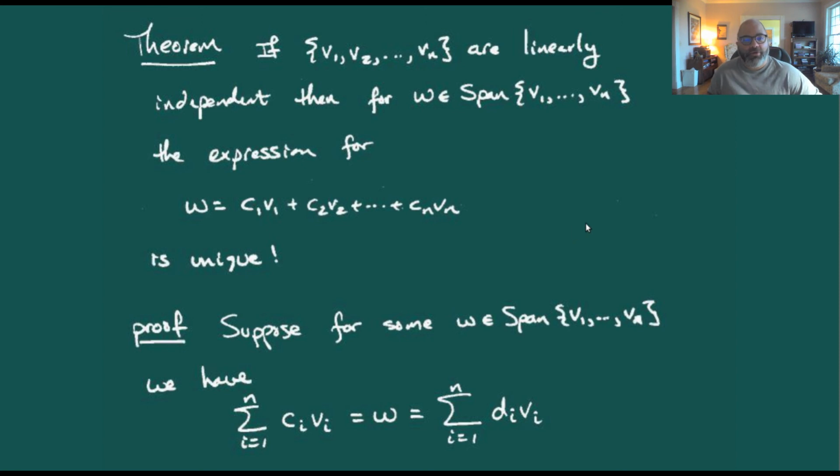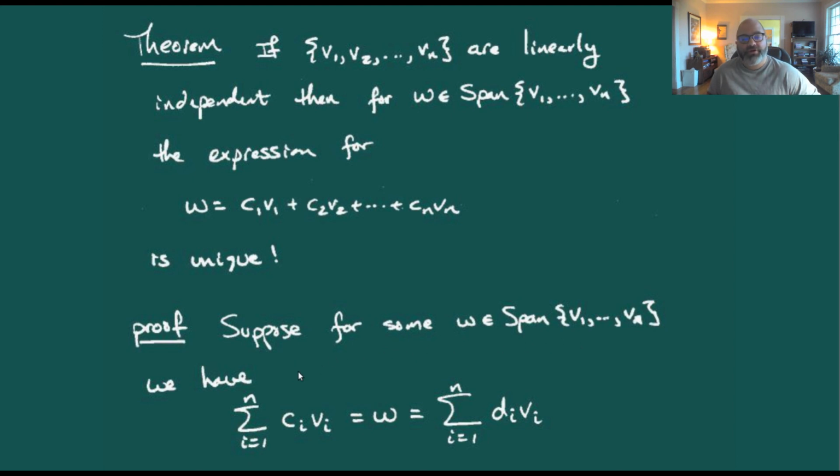Okay. Now, rounding out this video with a property of linear independence: our set of vectors v1 up to vn are linearly independent if, for each w in the span, the expression that we would get for it is unique. And remember, the span is just all possible linear combinations of these vectors. Let's see why that might be true.